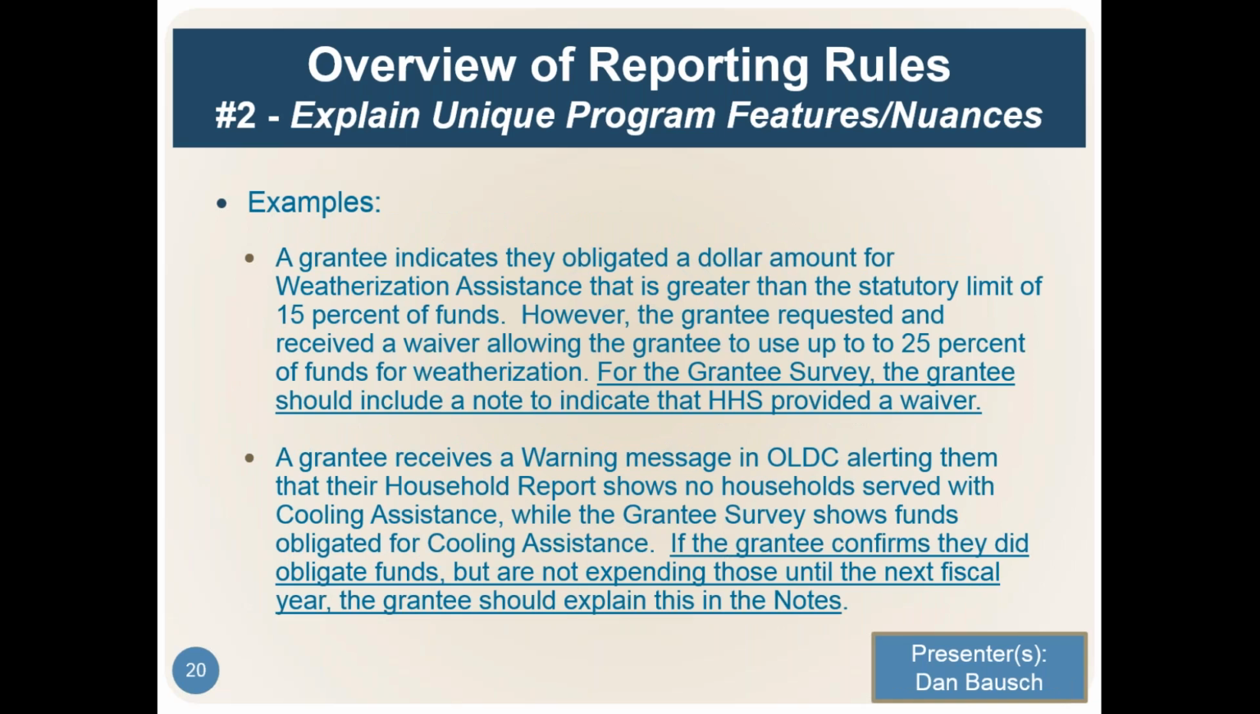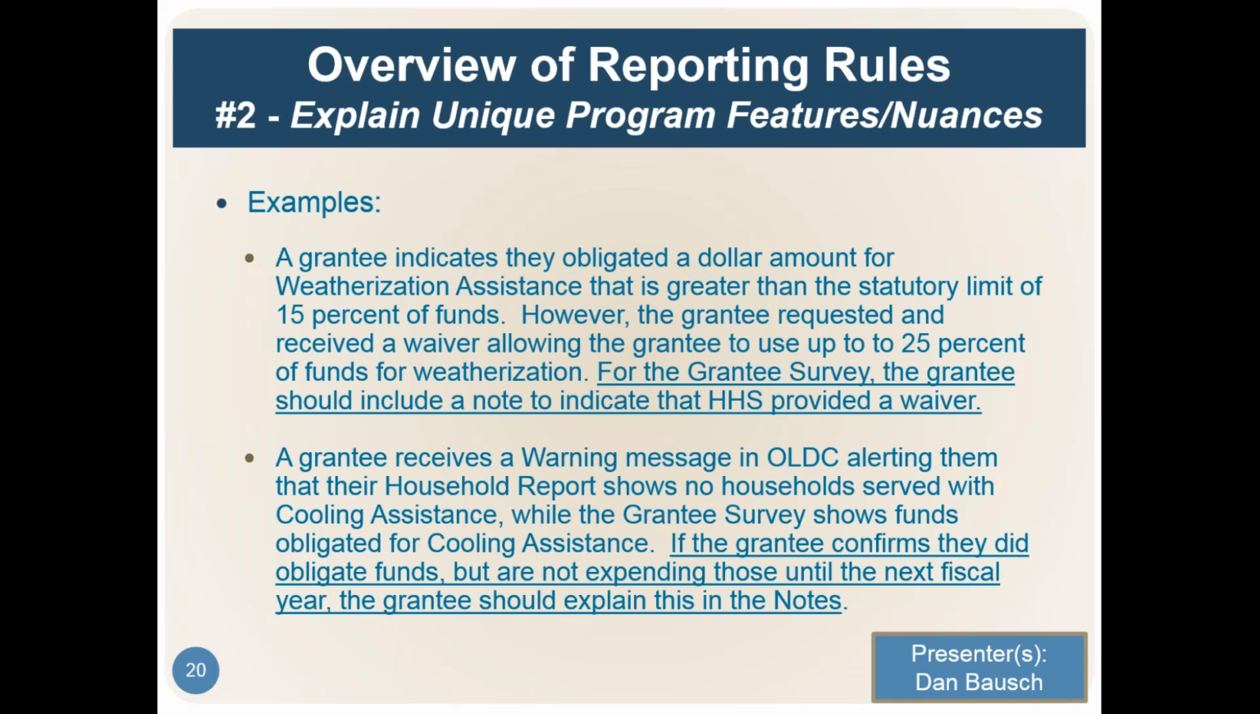All right, here are two examples of that. First, one item you report in the grantee survey is the amount of funds that you obligated for weatherization assistance. Your grantee survey might show that that dollar amount is greater than 15%, which is the statutory limit for the amount of funds that can go to weatherization. However, you may know that you received a waiver from HHS that allows you to use up to 25% of funds for weatherization. So for the grantee survey, it's very helpful to include a note that indicates you had a waiver to exceed 15% for weatherization.